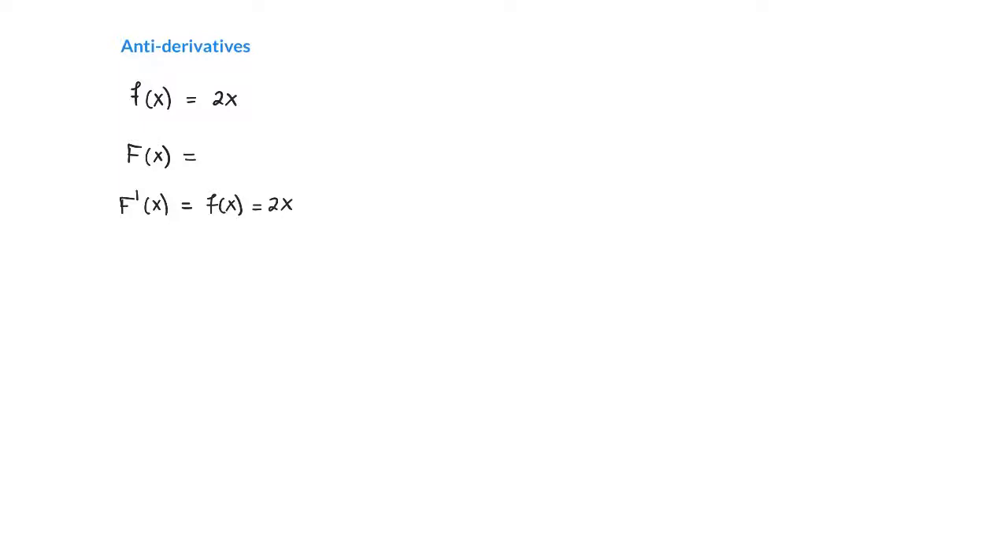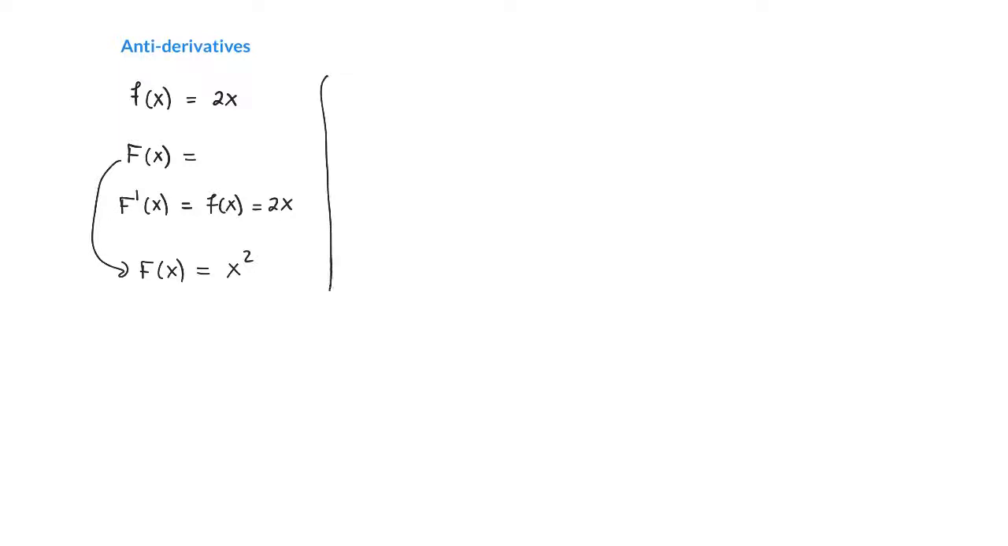And this is a very simple question to ask. If you quickly think about it, the function has to be x squared. So here, I conclude that big F of x is going to be equal to x squared. If you quickly differentiate x squared, you're going to get 2x.